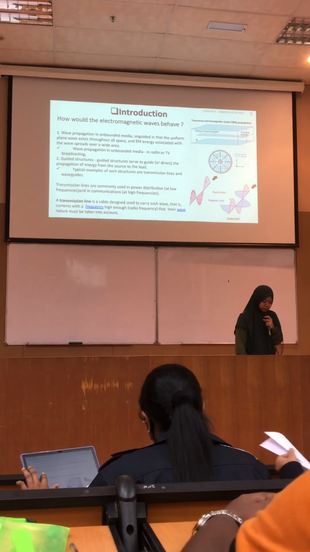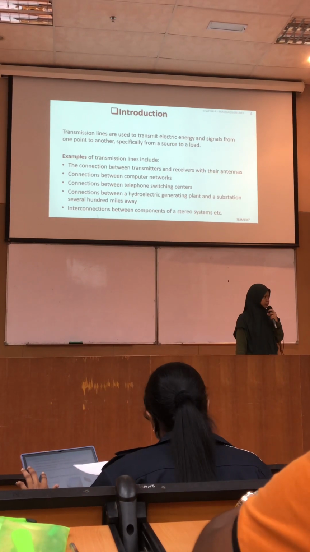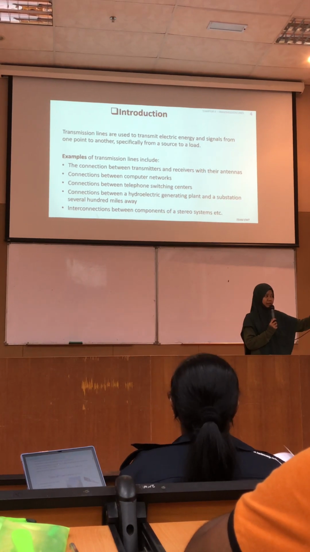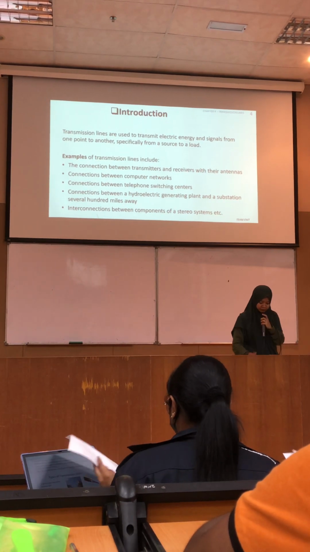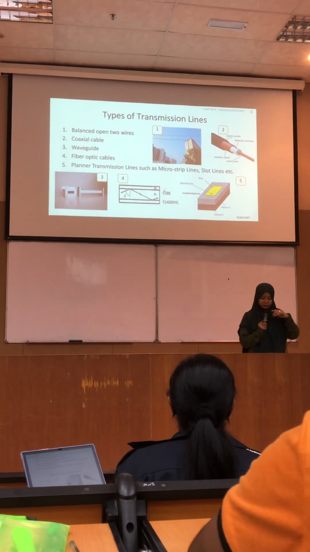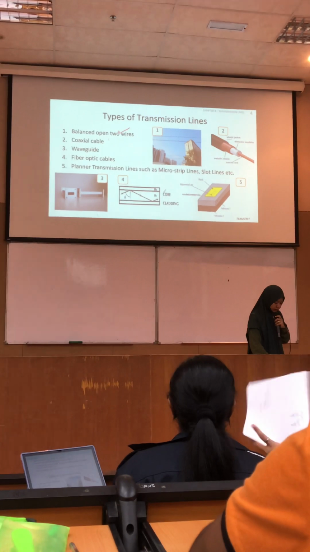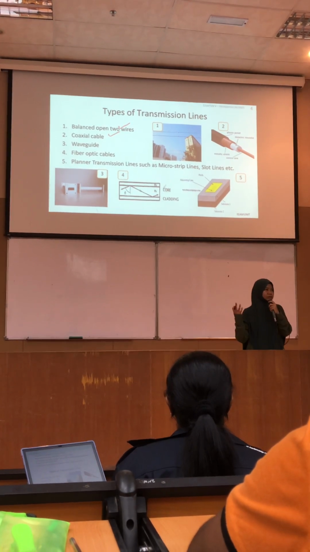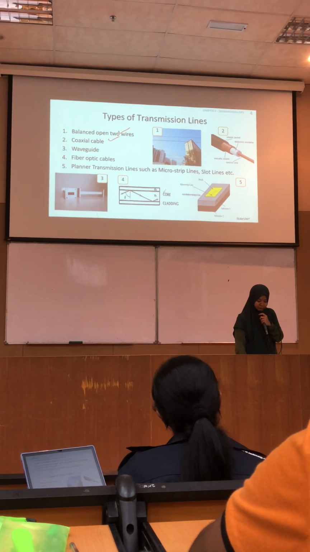So 2 types, bounded and unbounded. Example of transmission line: we are dealing with a wired transmission line. Bounded transmission line, for example, the coaxial cable, balanced wire, waveguide, fiber optics. Planar is more for wireless systems.